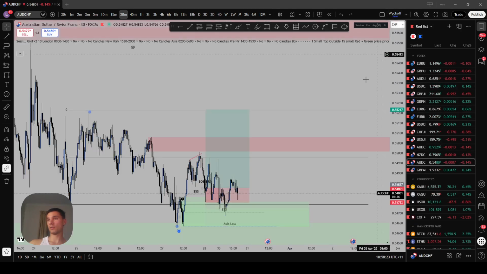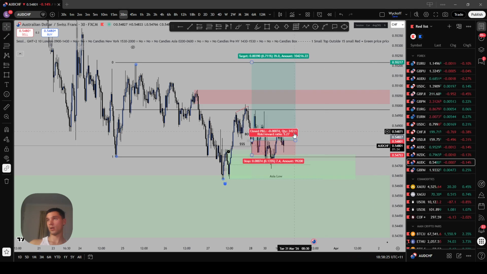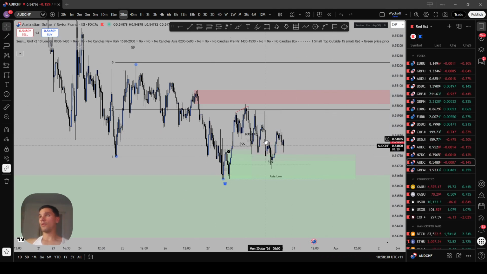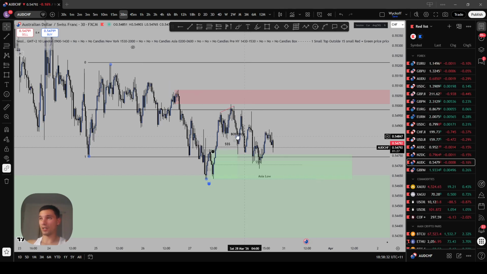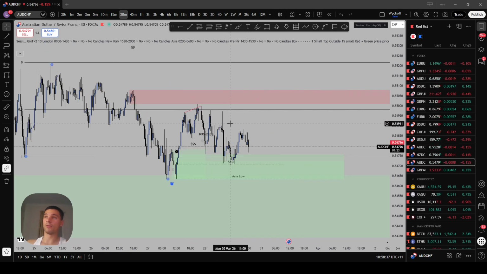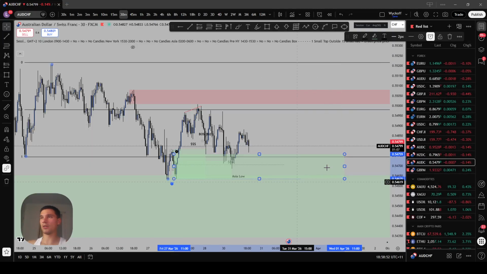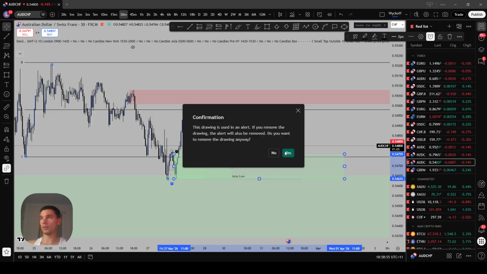AUD against the Swiss franc. I never actually ended up taking this. I was pre-planning it and never got a confirmation outside of this here, but I wasn't too much of a fan. Reasons being, we had a lot deeper demand below, and we also had this little distribution here, which I was not a fan of. And we had the Asia low below us as well. So there was a lot of things going against a long here.